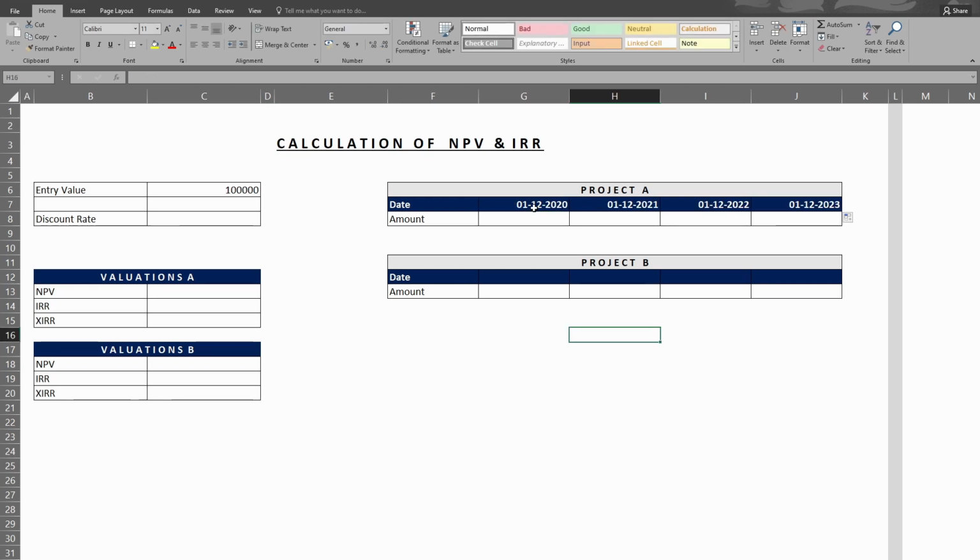So we started this project and we want to end it on 1 December 2023. Let's copy the date and paste it to project B. Okay, this is our time frame.